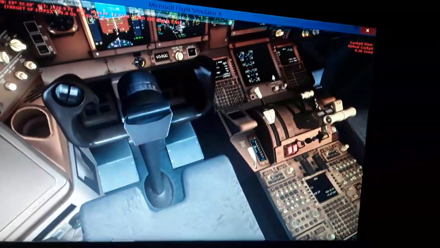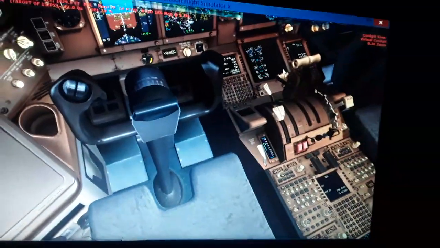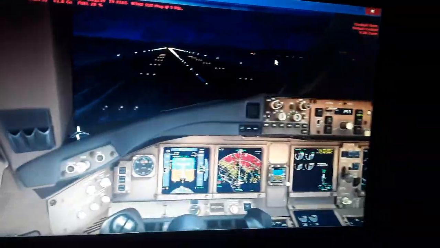So we turn off, so we can see where we are. We're ready for the takeoff. So we're gonna use this nicer view. Advance the thrust levers forward. We go.